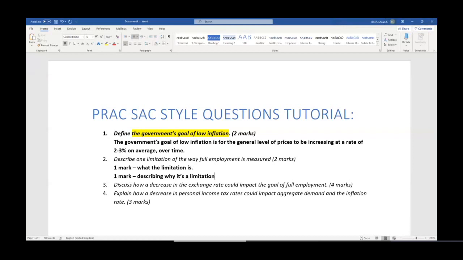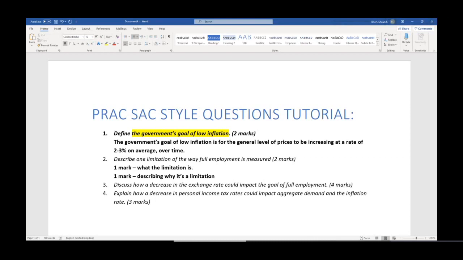So how this ends up working, the one that I use every single time for full employment is that to be considered employed, you only have to be working 1 hour per week. And that's a limitation. So that's what the limitation is.